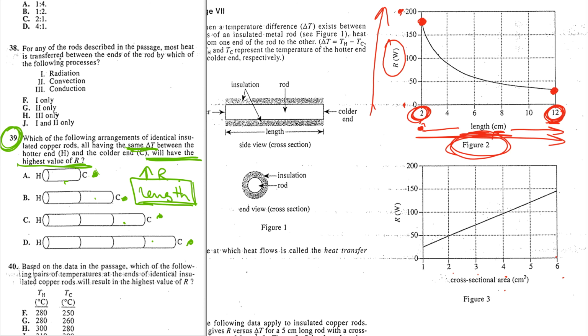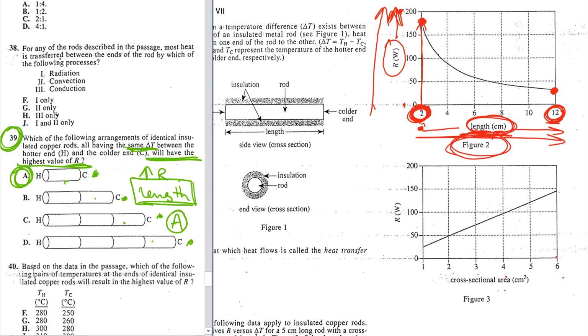So I think it's easy enough for us to say that the highest value of R happens when the length of the rod is tiny teeny, it's 2. So the tiny teeny rod at 2 has the highest R. And so A would represent the shortest rod, and that is our answer.